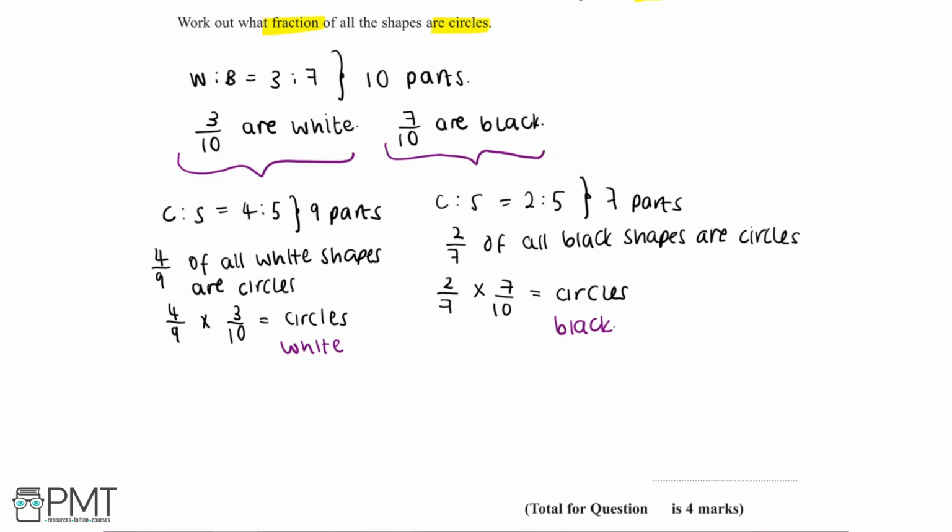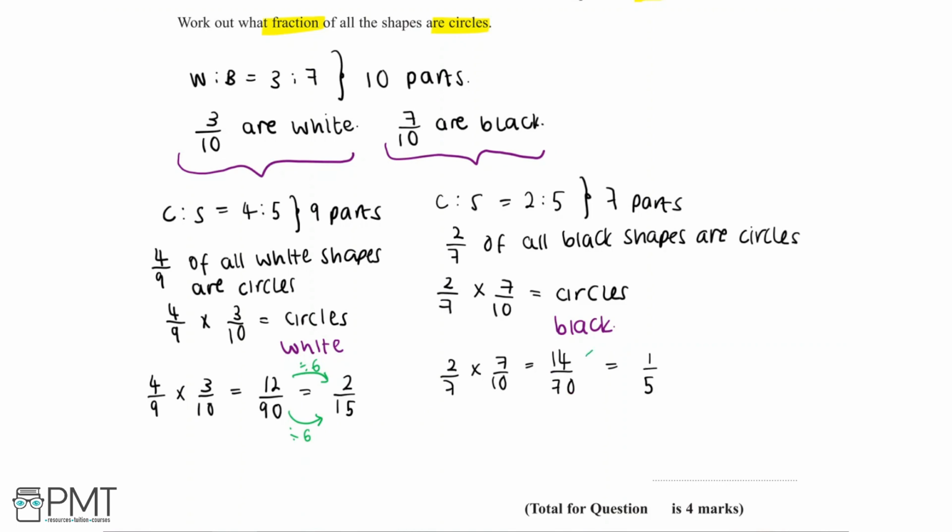So now we can simplify this further. Of the white circles, we know that it's 4 over 9 multiplied by 3 over 10, which is the same as 12 over 90, which can simplify further into 2 over 15. And that's what happens when we divide the numerator and the denominator by 6. And then we can do the same for the black circles. 2 over 7 multiplied by 7 over 10 equals 14 over 70. And this simplifies to 1 over 5. And that's when we divide the numerator and the denominator by 14.